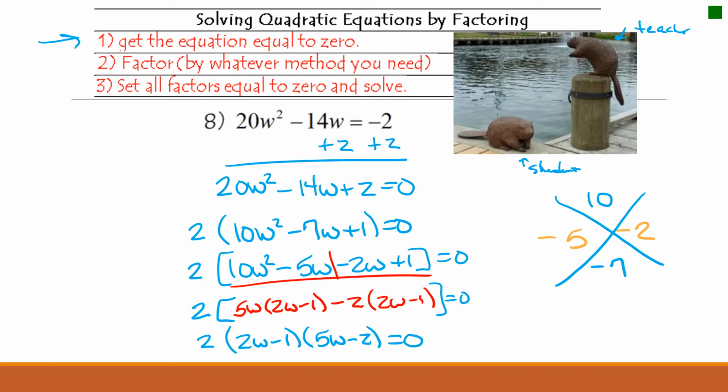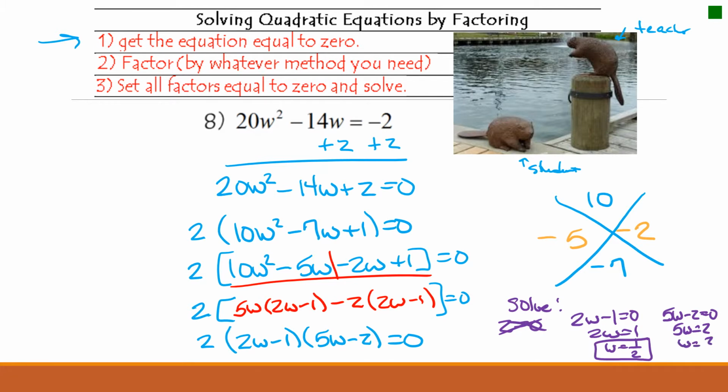Now, to solve it, remember, we can set 2 equal to 0, but that's a waste of our time because it doesn't have a variable. 2w minus 1 equals 0. Add the 1. Divide by 2. There's one very small solution. 5w minus 2 equals 0. Add the 2. Divide by 5. There's my other solution. Those are the two numbers that when I substitute them in for w, make the left side equal 0.